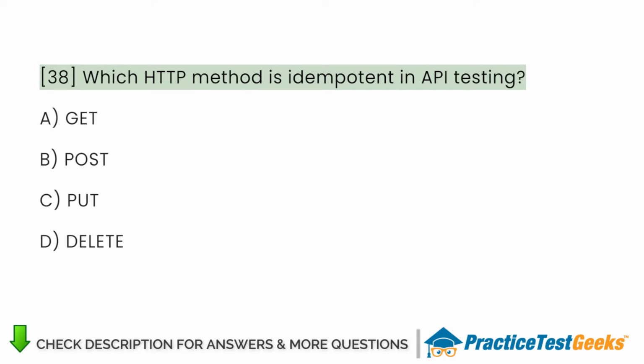Which HTTP method is idempotent in API testing? A. GET. B. POST. C. PUT. D. DELETE.